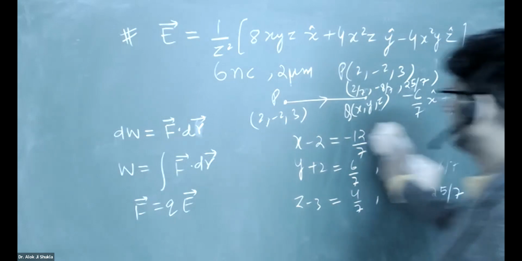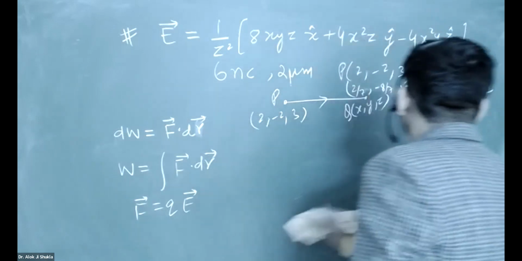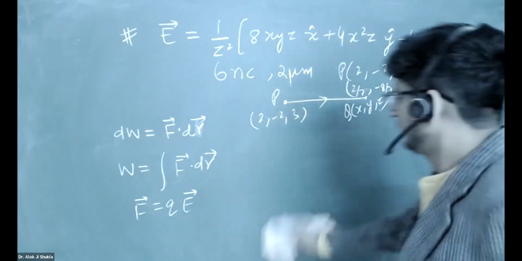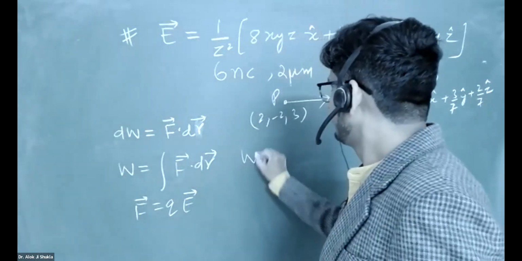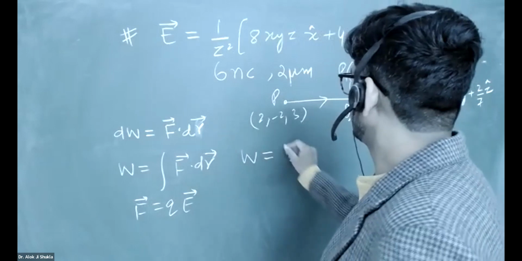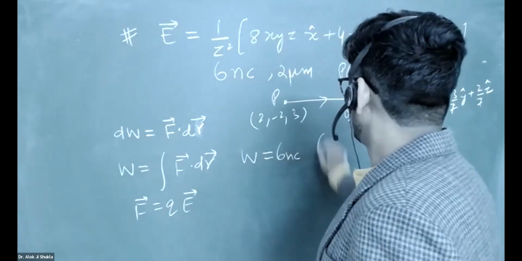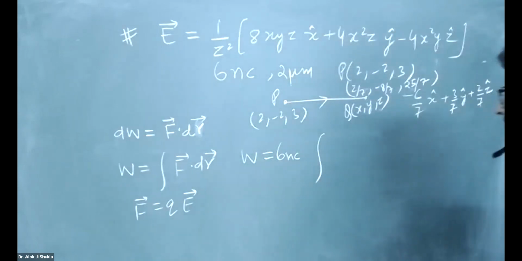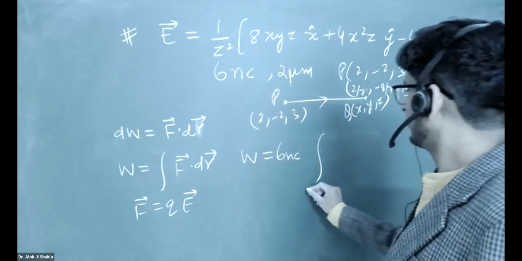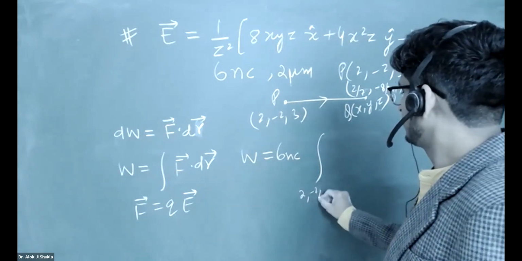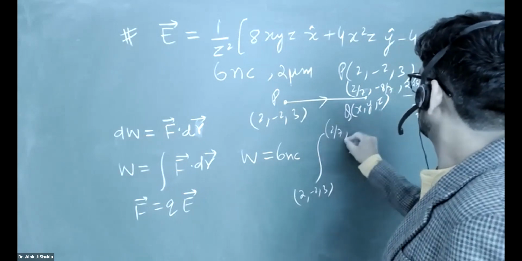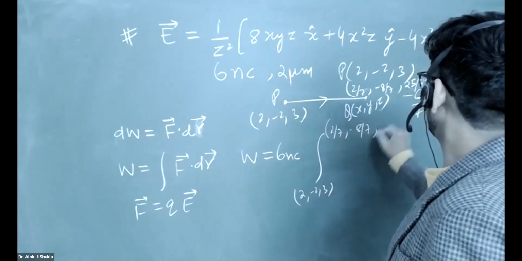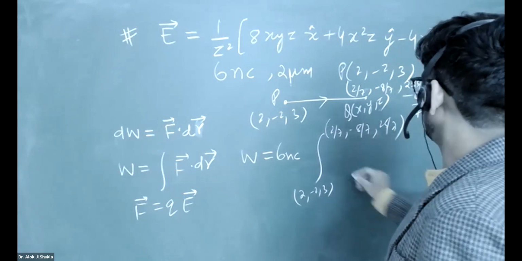So no need of this now. Now get the work done. So work done will be the charge, which is 6 nanocoulomb, integral. कहाँ से कहाँ? From (2, -2, 3) to (2/7, -8/7, 25/7).